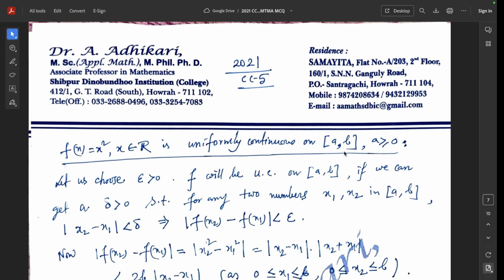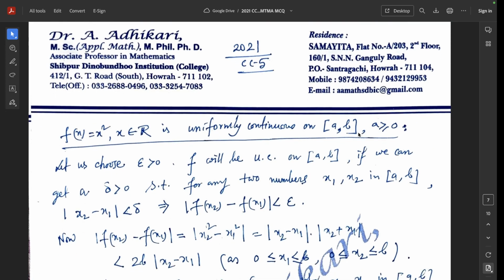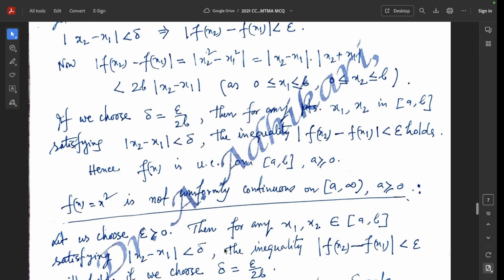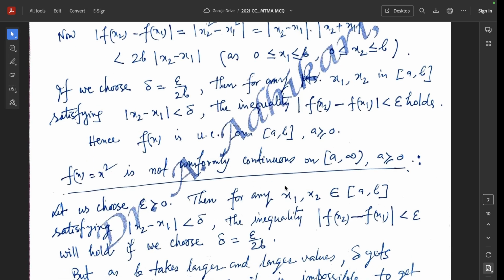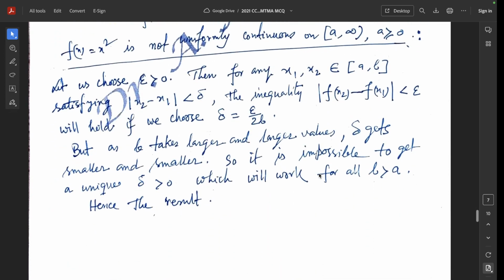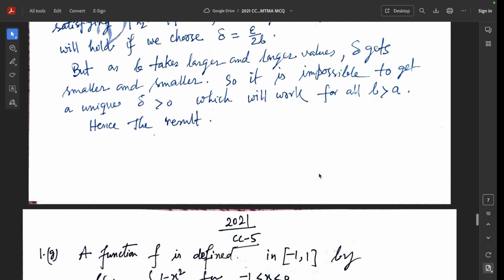f(x) equals x squared is uniformly continuous on the closed interval, as in the previous question, for a greater than or equal to 0; we proved this there. And f(x) equals x squared is not uniformly continuous on the closed interval [a, infinity), a greater than or equal to 0, and the proof is there.